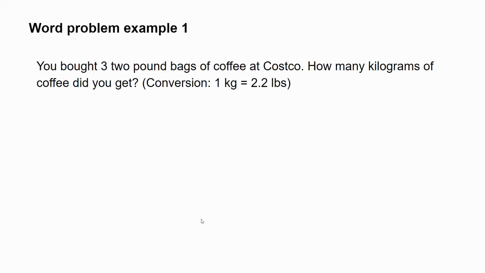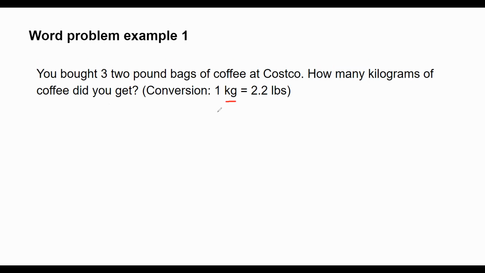Let's go through 3 examples here. You bought 3 2-pound bags of coffee at Costco. How many kilograms of coffee did you get? We've been given the conversion factor here. We look at the conversion factor and we note that the smaller number is in front of kilograms. That means that this is the bigger unit, and this is the smaller unit, pounds.